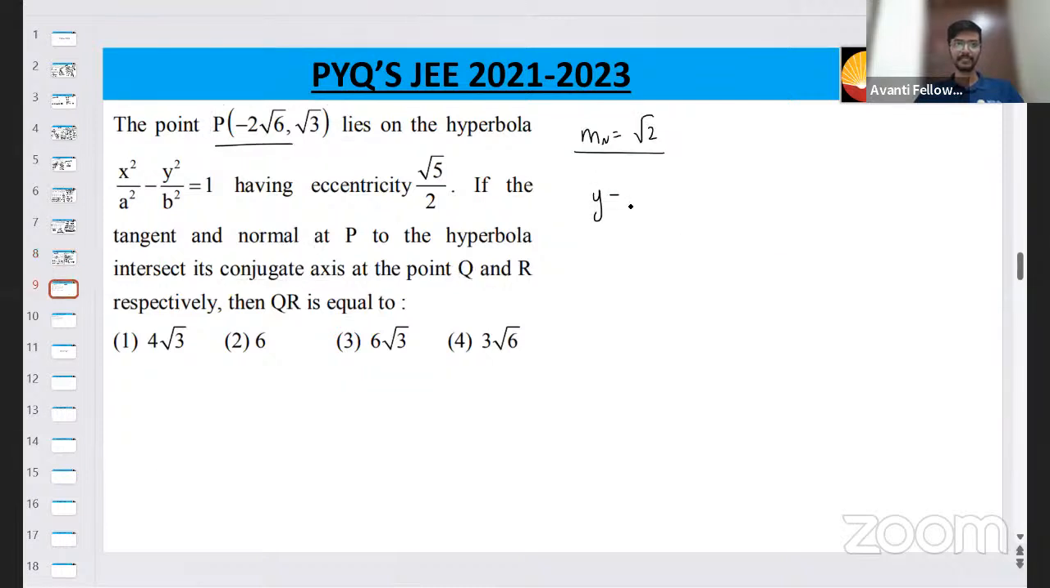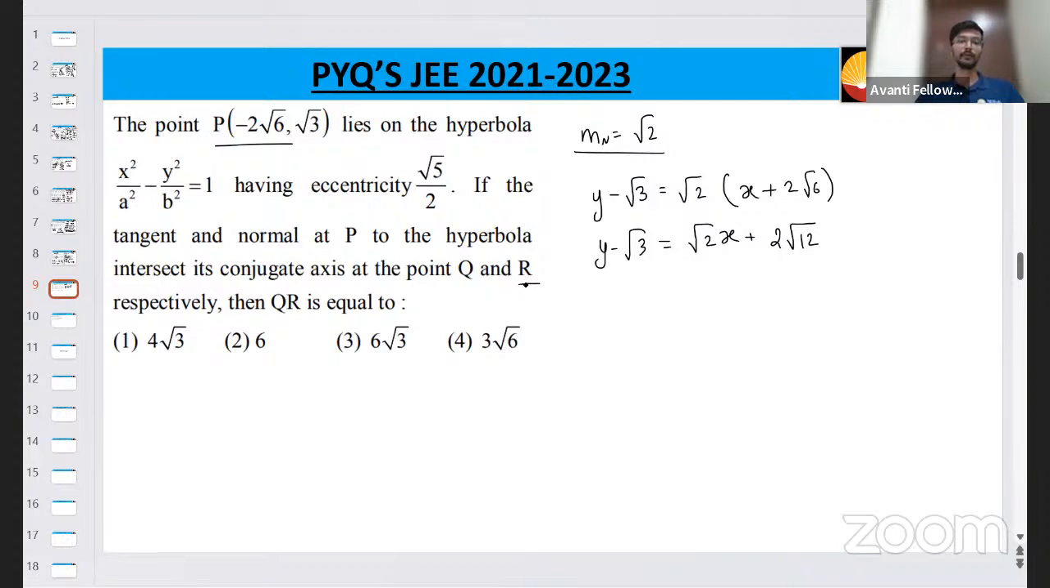So y minus y1 is equal to m times x minus x1. So y minus root 3 is equal to root 2x plus 2 root 12.